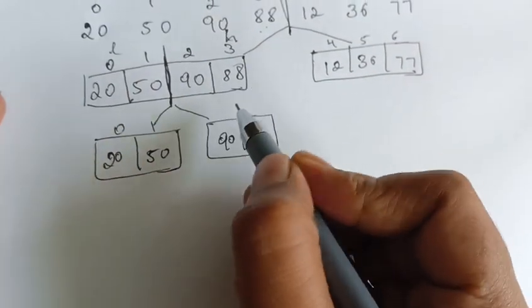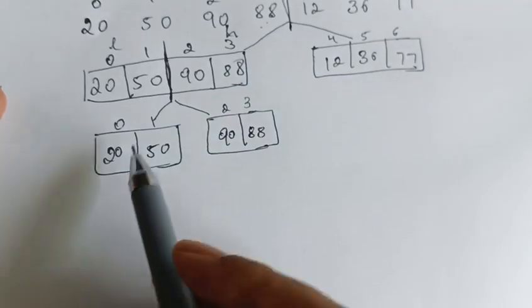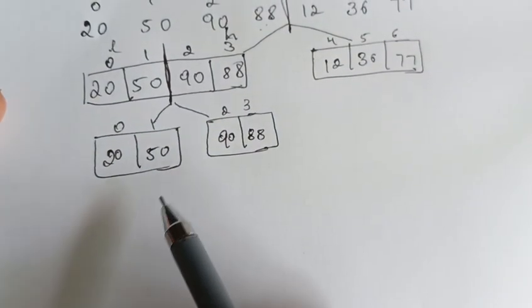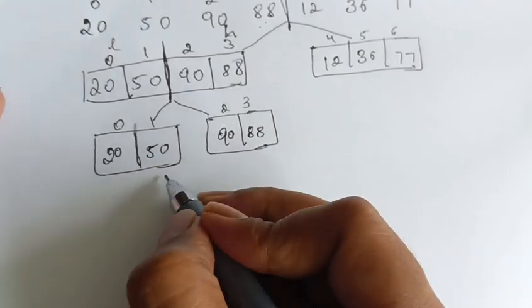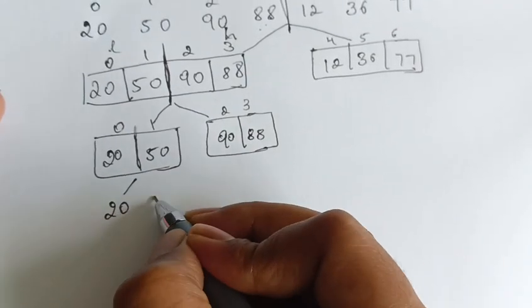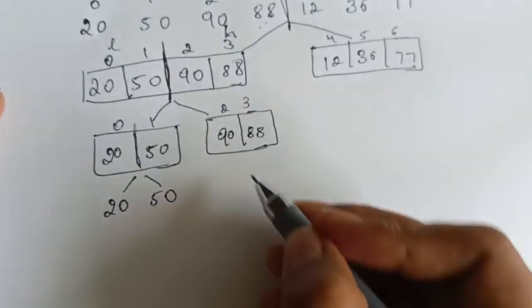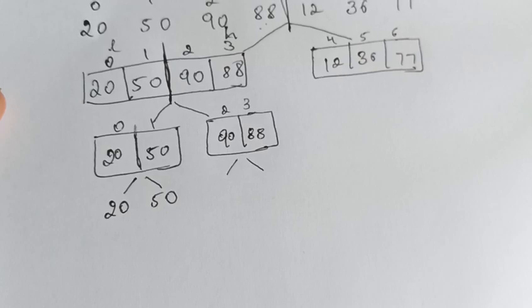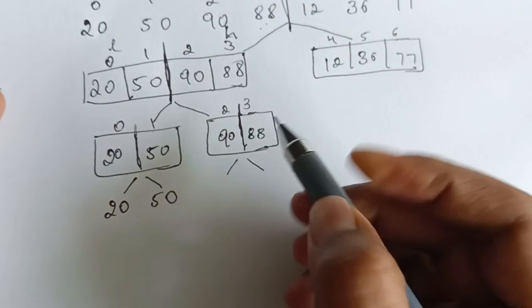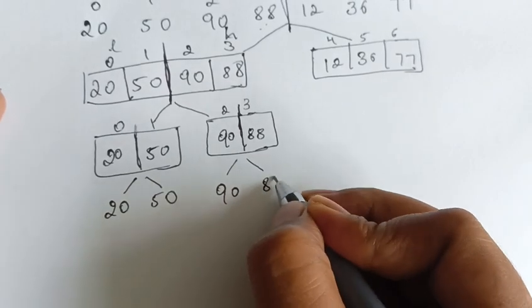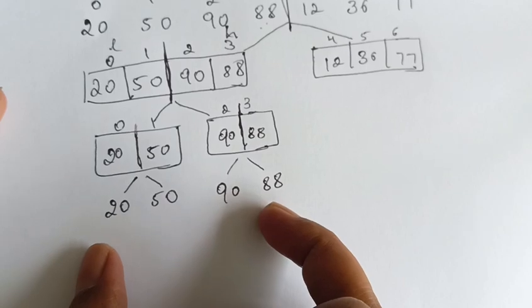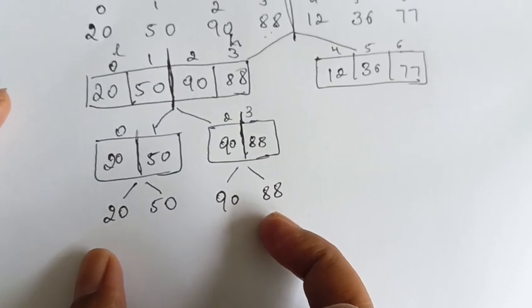Again this is 0, 1, 2 and 3. That is 0 plus 1 divided by 2, 0.5. So it is 0. Here it will divide. So this will be done as 20 and 50. Here 2 plus 3, that is 5 divided by 2. It is 2.5, that is 2. At the place of 2 you have to divide, that is 90 and 88. Now we have divided this left part of the array until I get the single elements.